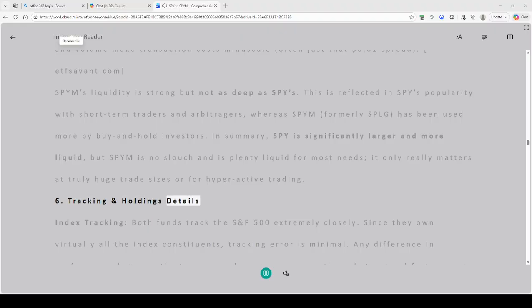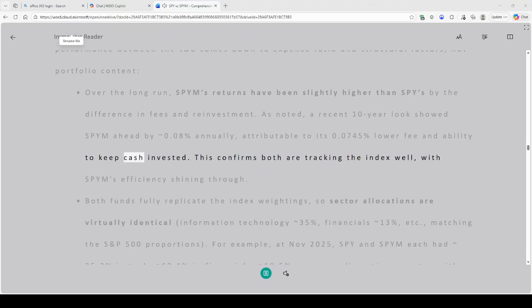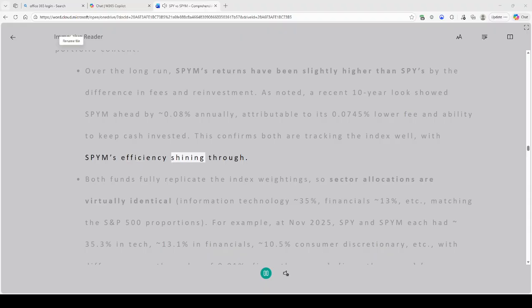Tracking and holdings details. Index tracking: both funds track the S&P 500 extremely closely. Since they own virtually all the index constituents, tracking error is minimal. Any difference in performance between the two comes down to expense ratio and structural factors, not portfolio content. Over the long run, SPYM's returns have been slightly higher than SPY's by the difference in fees and reinvestment. As noted, a recent 10-year look showed SPYM ahead by 0.08% annually, attributable to its 0.0745% lower fee and ability to keep cash invested. This confirms both are tracking the index well, with SPYM's efficiency shining through.